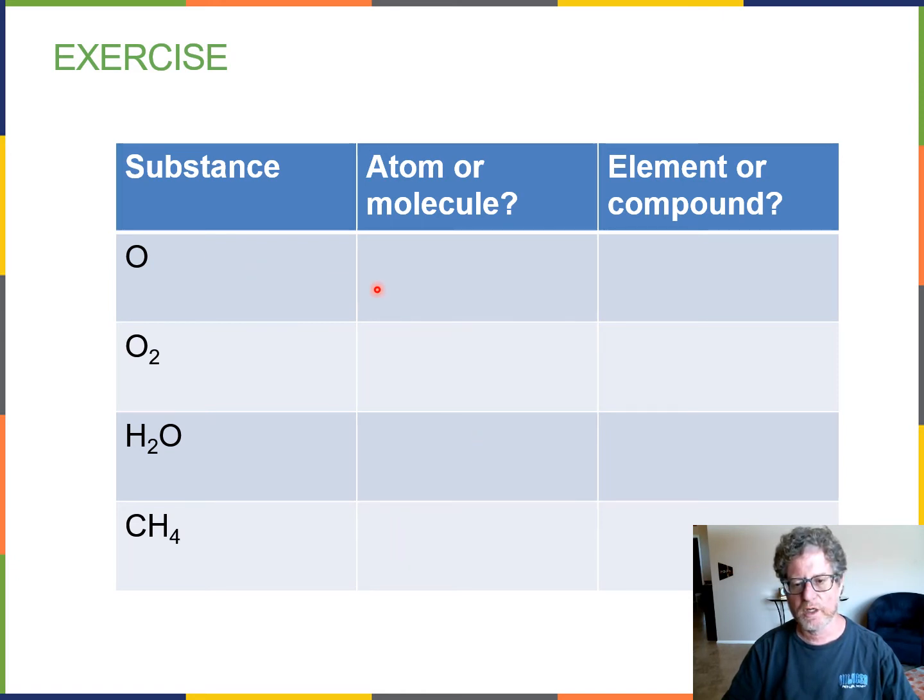Okay. O is an element. There's only 1 kind of atom. O2 is an element. There's only 1 kind of atom. It's an elemental substance. There's also O3, which is an elemental substance. That's ozone. H2O is a compound. It's made of 2 kinds of elements, hydrogen and oxygen. CH4 is a compound. It's made of two kinds of elements. You can have compounds like C6H12O6, which is glucose made of 3 kinds of elements, more complex compounds made of 4 kinds of atoms, and so on.